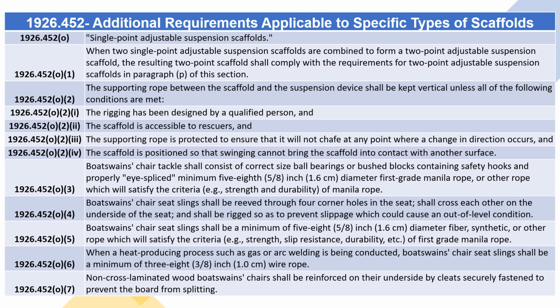1926.452 O6. When a heat-producing process such as gas or arc welding is being conducted, Bosun's chair seat slings shall be a minimum of 3/8 inch (1 centimeter) wire rope.